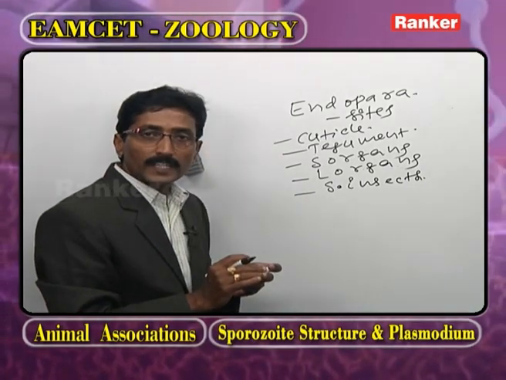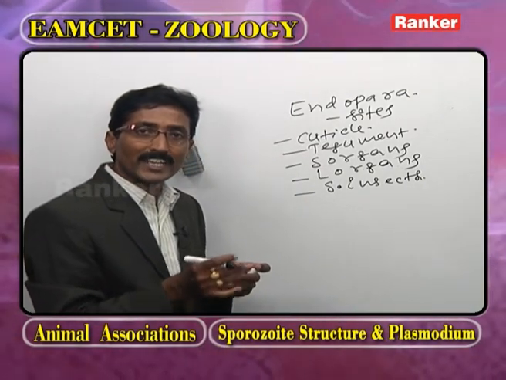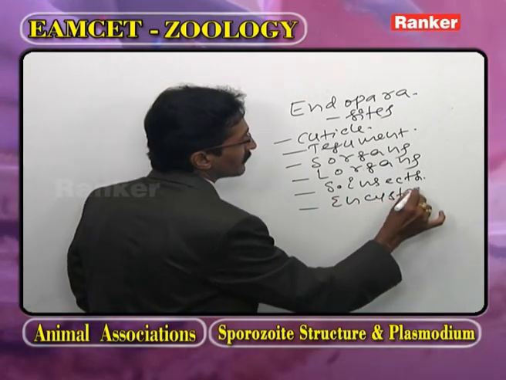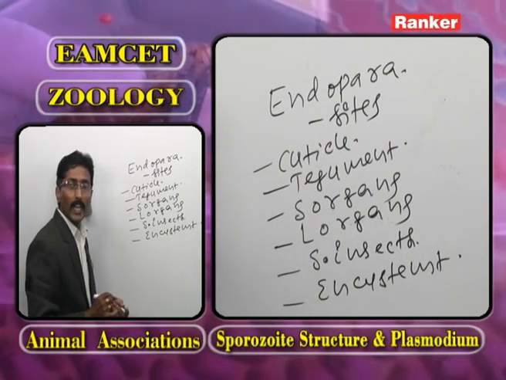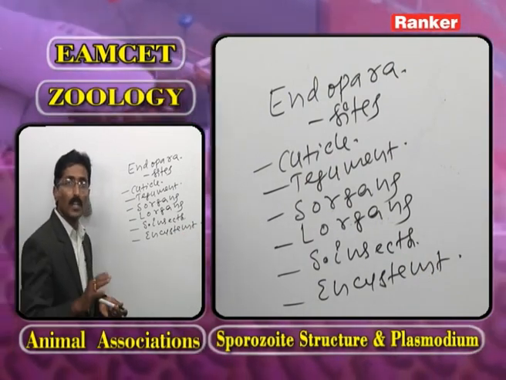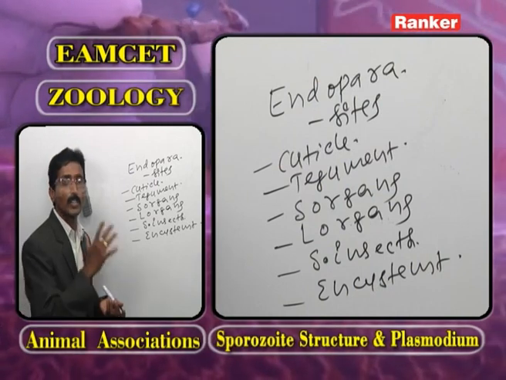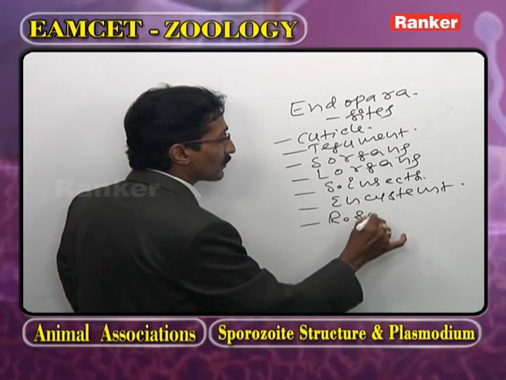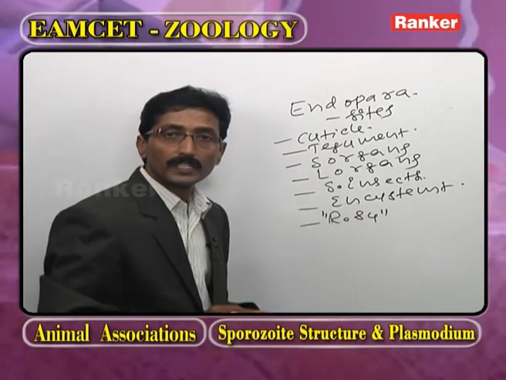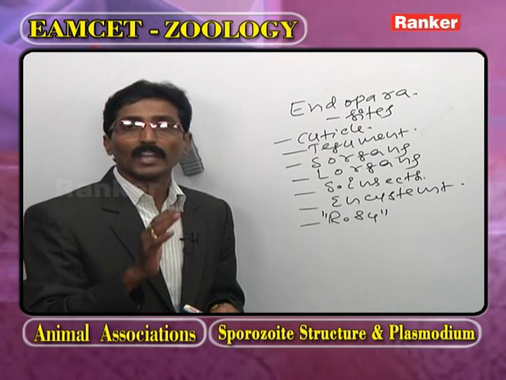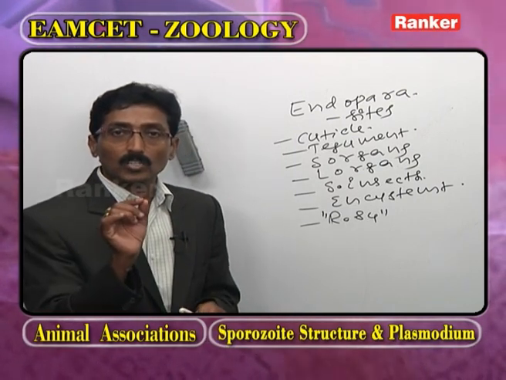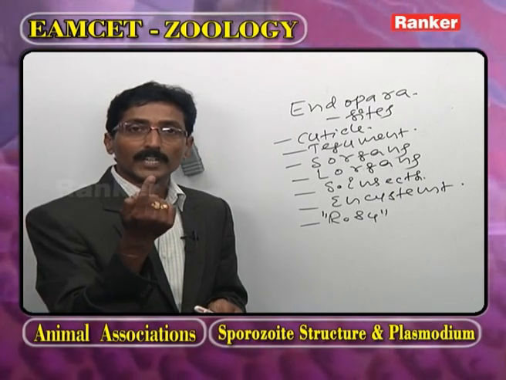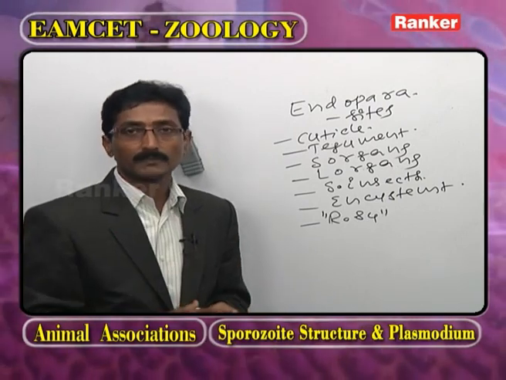Some endoparasites, in order to get protection against unfavorable conditions, undergo encystment. In the endoparasites, almost all systems are not well developed. But what type of system is well developed? The reproductive system. Take for example the female Ascaris. In order to protect its species, the female Ascaris releases 2 lakh eggs per day.